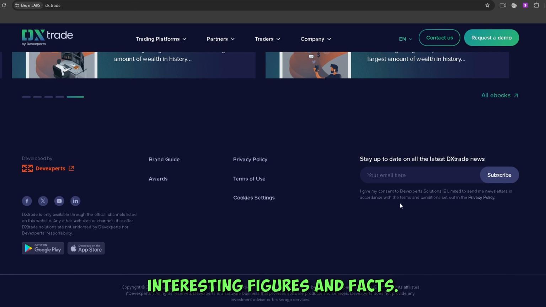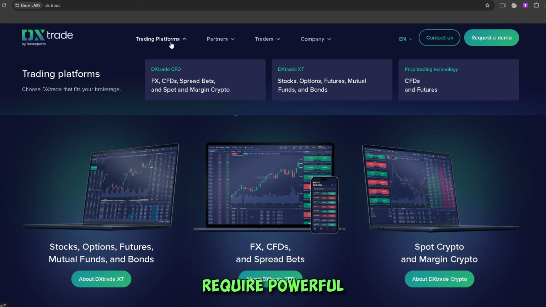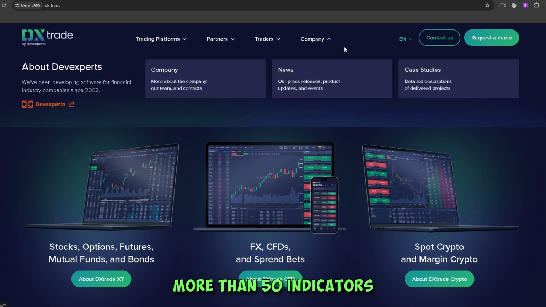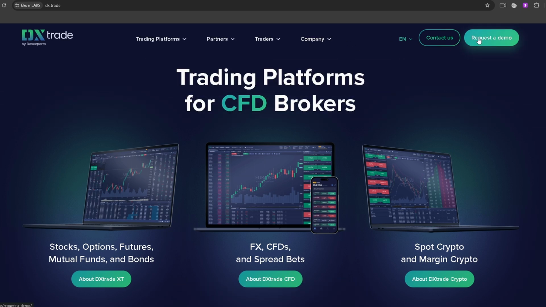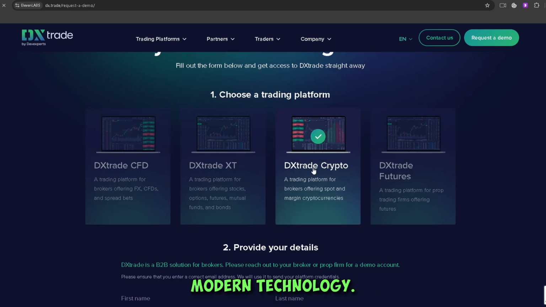Interesting figures and facts. Minimum technical requirements. The platform does not require powerful hardware, making it accessible to most brokers. Built-in analytical tools. More than 50 indicators for market analysis. Fast trade processing. Order execution time is minimal due to the use of modern technology.